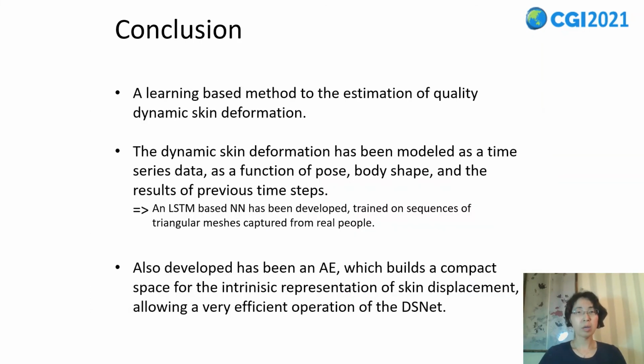To conclude, a learning-based method for the estimation of quality dynamic skin deformation has been proposed. The dynamic skin deformation has been modeled as a function of pose, body shape, and the results of previous time steps. For that, an LSTM-based neural network has been developed, trained on sequences of triangular meshes captured from real people. Also developed has been an autoencoder, which builds a compact space for the intrinsic representation of skin displacements, allowing a very efficient operation of the proposed DSNet.